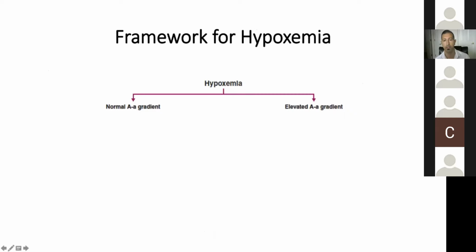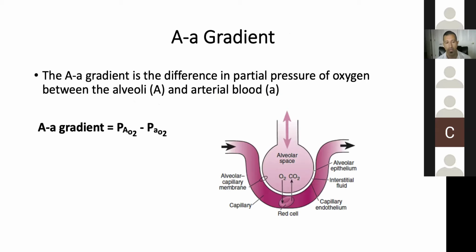So let's begin to build our framework for hypoxemia. The first branch point in the framework is whether the patient has a normal AA gradient or an elevated AA gradient. That begs the question, what is an AA gradient? An AA gradient is the difference in partial pressure of oxygen between the alveoli, which is the big A, and arterial blood, which is the little A.